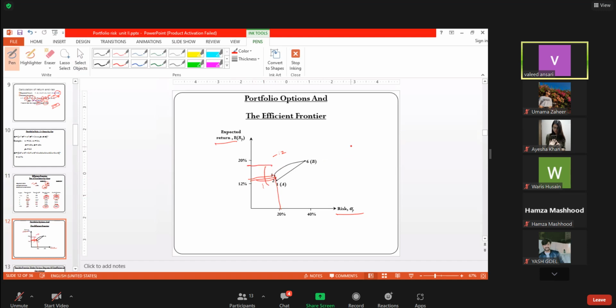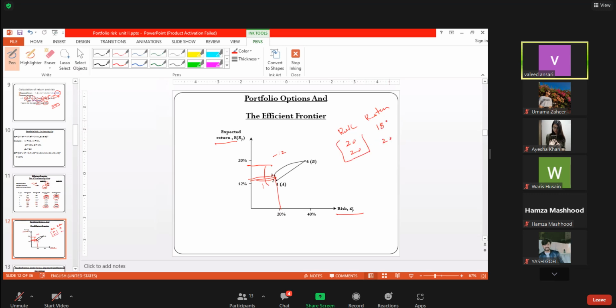So the criterion is that if there are various combinations of risk and return, let us take risk as 20%. There are two options. Return is 18% and 20%. Risk is the same.